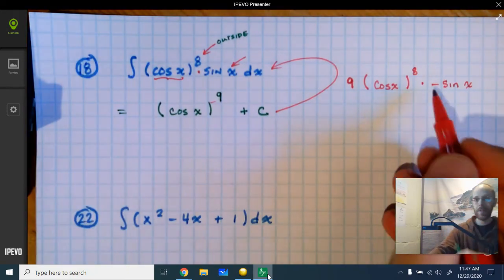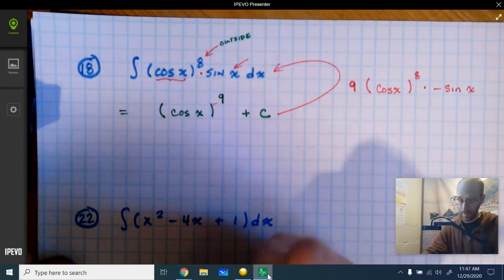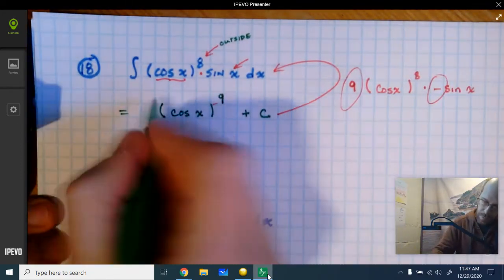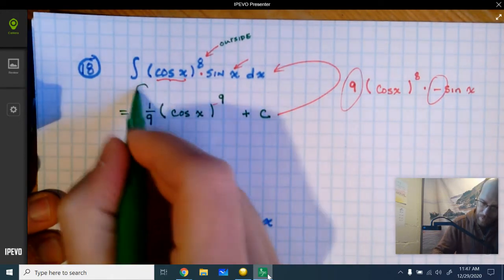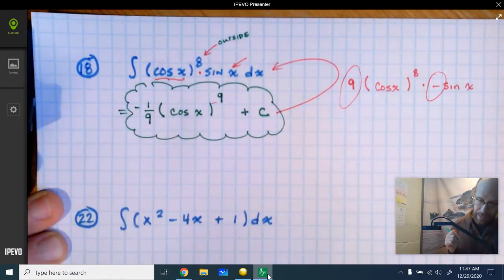Now, it's important to notice that negative because we don't have a negative here. We're going to have to compensate for that. I'm going to say, well, there's a 9 and a negative. So this would be a negative 1/9. And there's our answer for number 18.